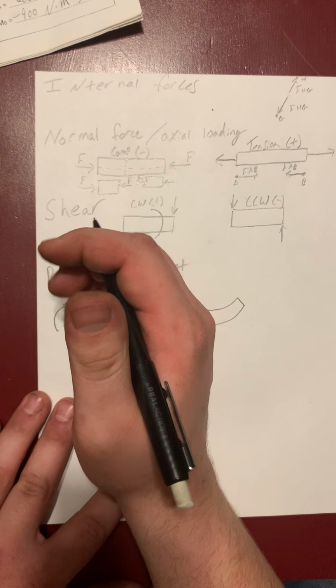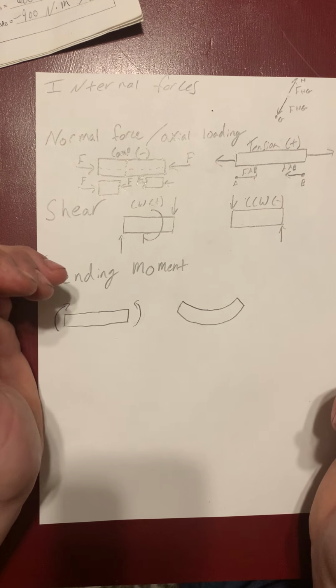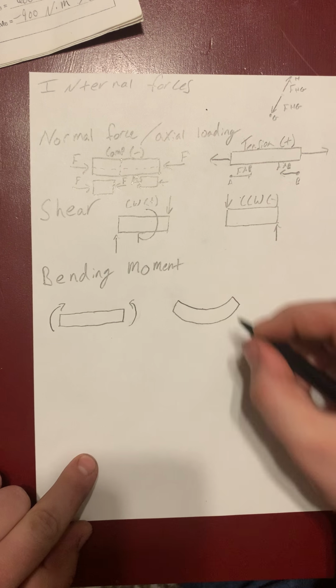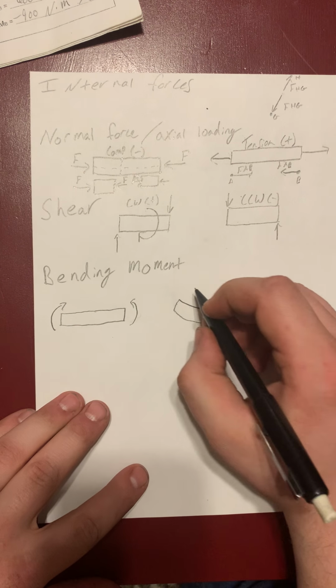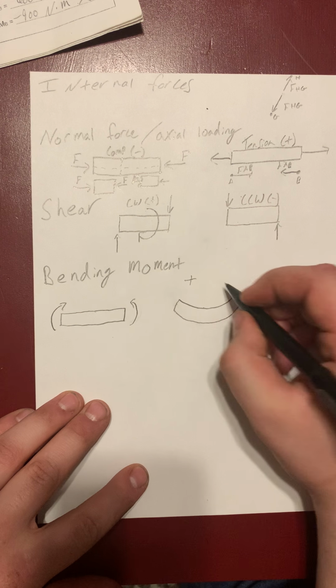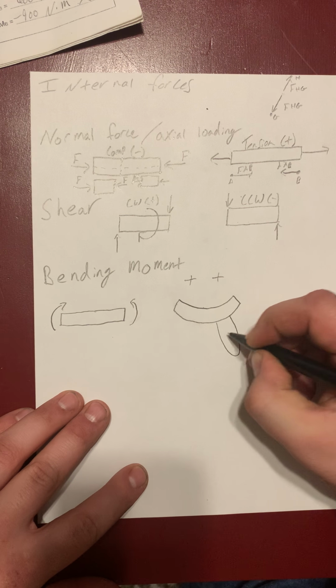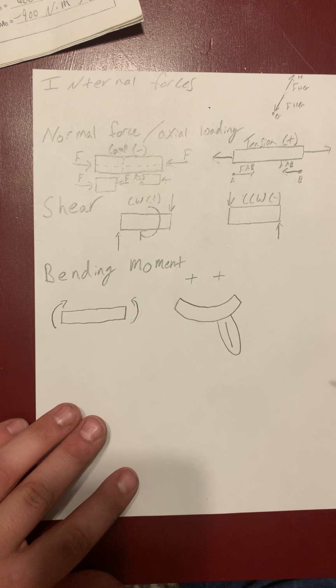If we grabbed this side and curled our hand, and we grabbed this side and curled our hand, right, we did that to both sides, we would get a concave up shape. And that there is positive, right? Okay.